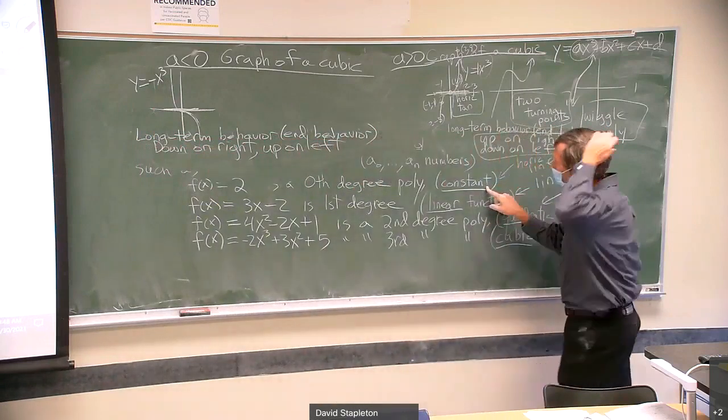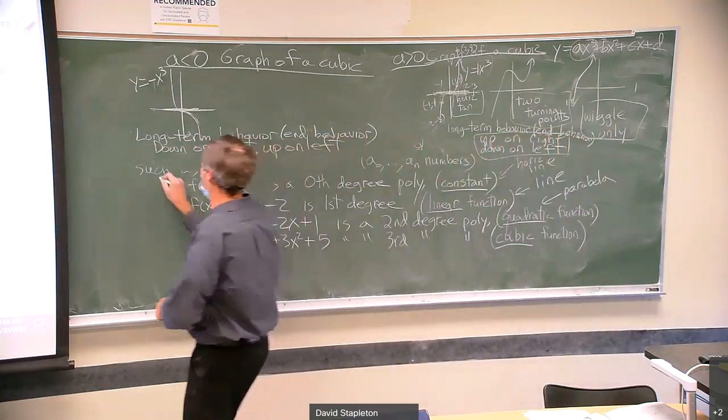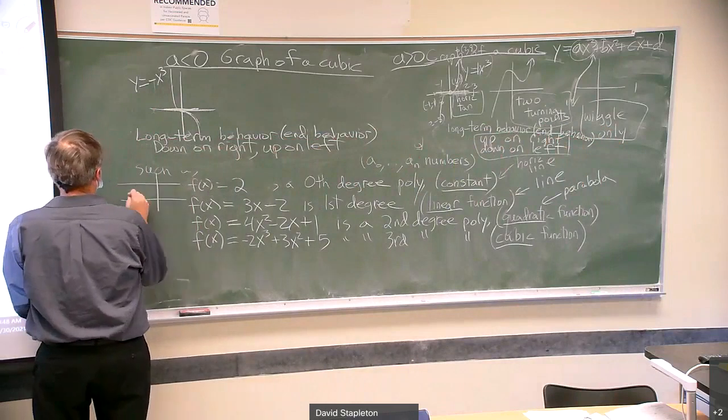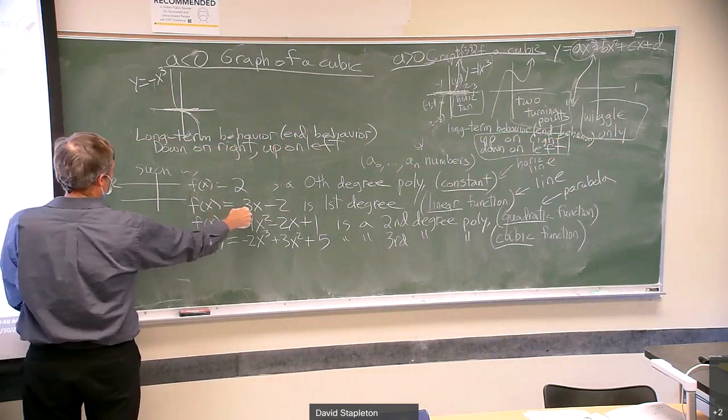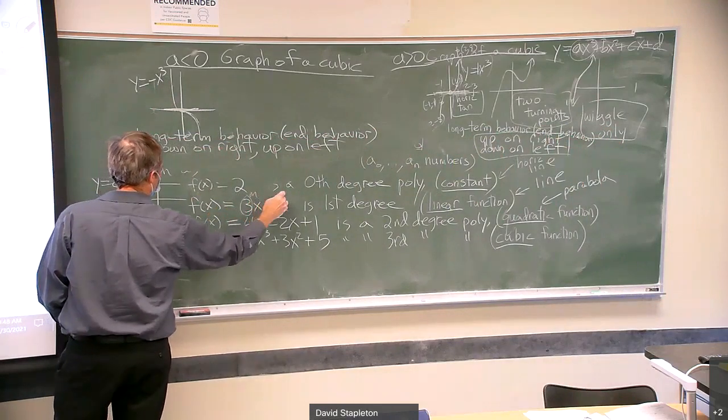If you're plotting a constant function, the graph always looks like this. y equals a constant is a horizontal line. Like here's y equals 2, right? Is a horizontal line. If you plot one of these, this is m, the slope, and this is b, the y-intercept.